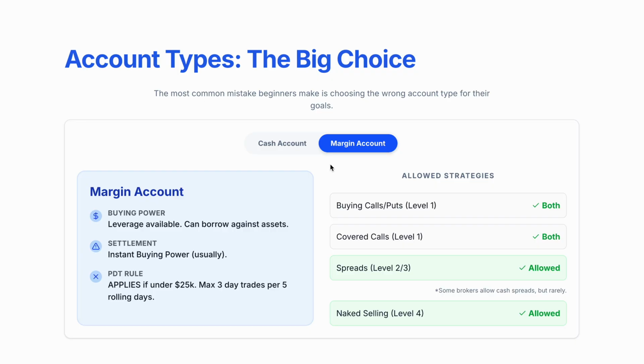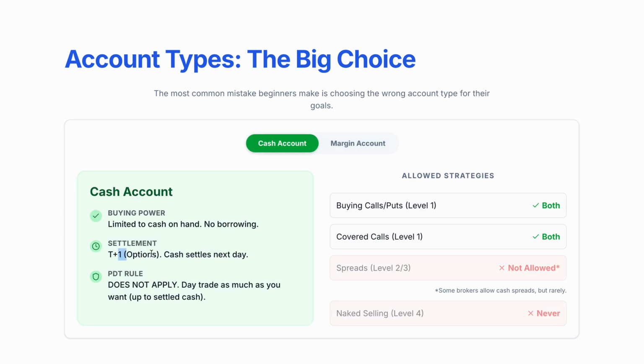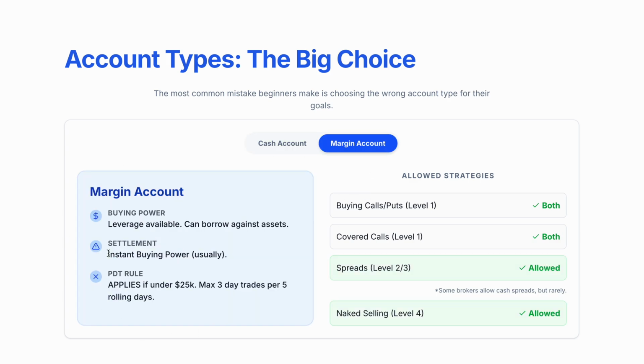Now, on a margin account for options, you can, again, buy calls and puts. You can do covered calls. You can also do spreads. You can do naked selling. Settlement is instant buying power. So if you have, let's say, a $40,000 account and you put $30,000 in a trade and you get in and out within a few minutes, you can instantly use that buying power again the same day, as opposed to a cash account, where you have to wait 1 day for options. Now, the PDT rule applies if under 25K. I'll talk about that now.